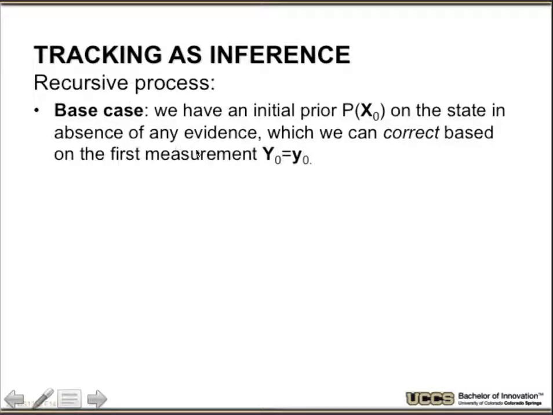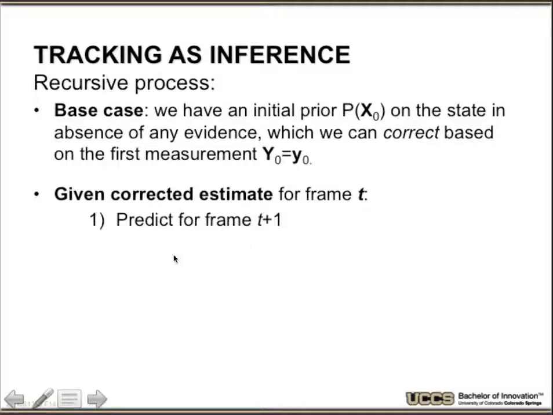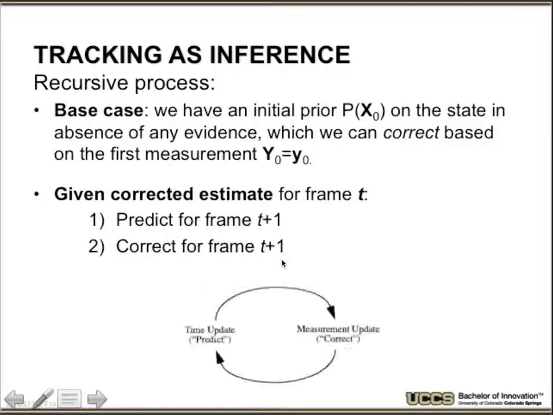So our recursive process is, assume for a second we had some initial prior on the state, in the absence of any evidence, so before we start, we assume something. And then we're going to correct that based on our first measurement. Given our corrected estimate for time t, we're going to predict the frame for time t plus 1, correct it by looking at the difference between what we predicted and measured, and then update our model.